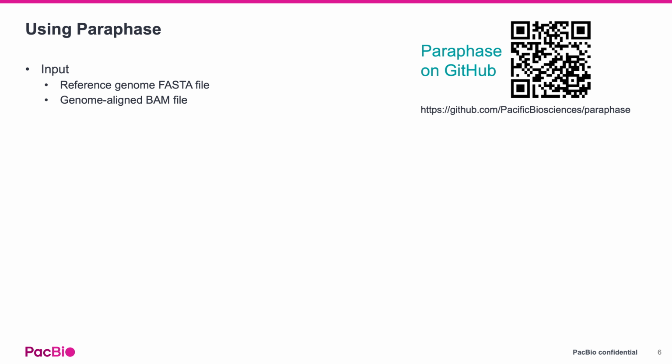Paraphase is available on GitHub. Its input files are, first, a FASTA file for the reference genome, and second, a BAM file where the HiFi WGS reads are aligned to the reference genome.